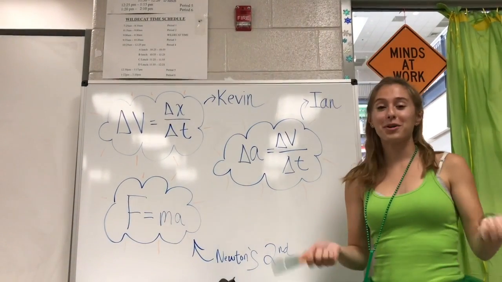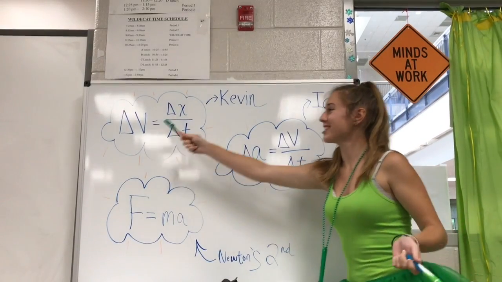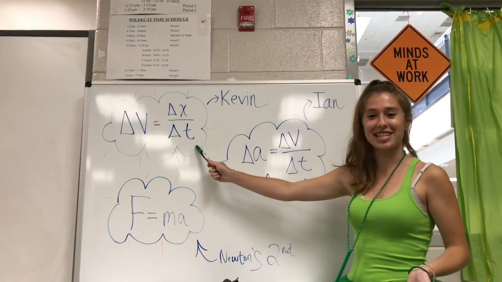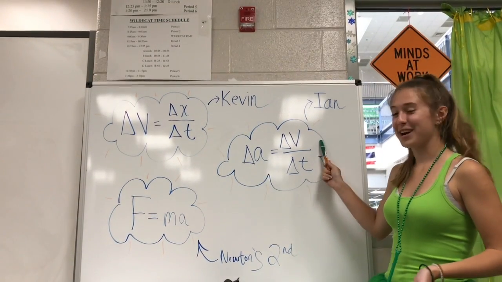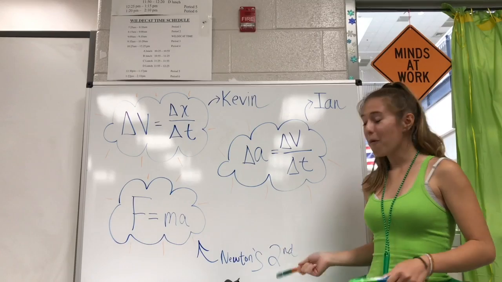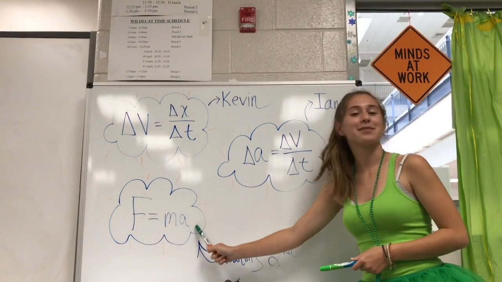Okay, we could have calculated this earlier using these equations. Velocity equals the change in distance over the change in time. Acceleration equals the change in velocity over the change in time. Or Newton's second law, which is force equals mass times acceleration.